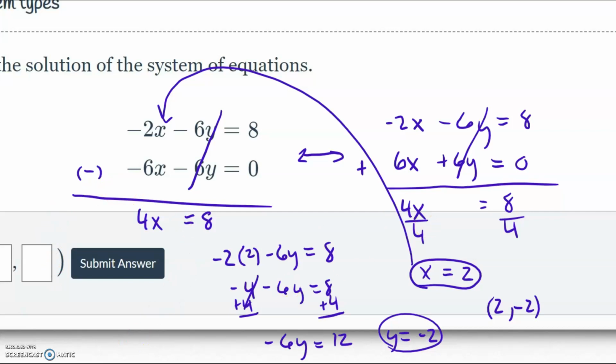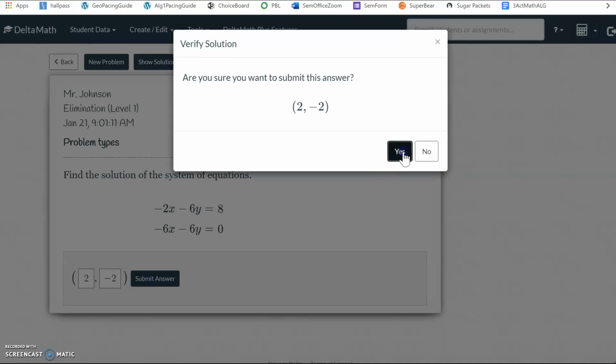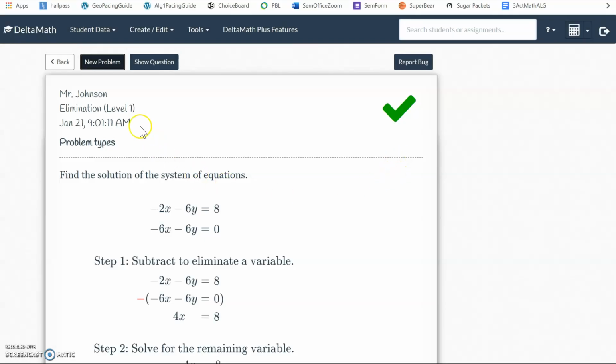That's what we're going to plug in. All right? Slow the video down if you need to. Pause it throughout. But those are the steps we're taking. I'm plugging that point in. We said 2, negative 2. And there we go. Let's do one more like that.